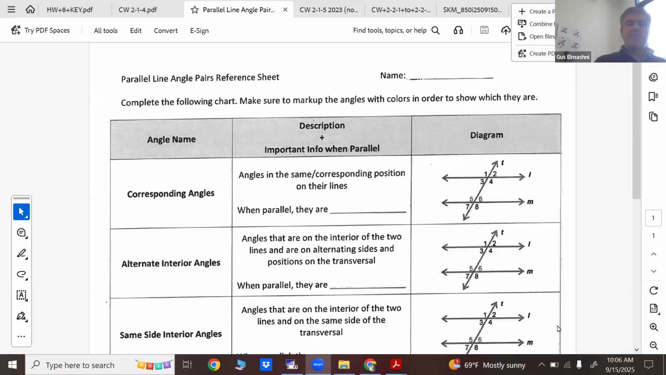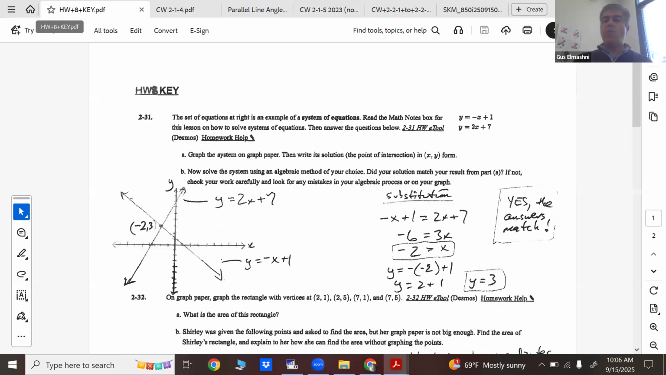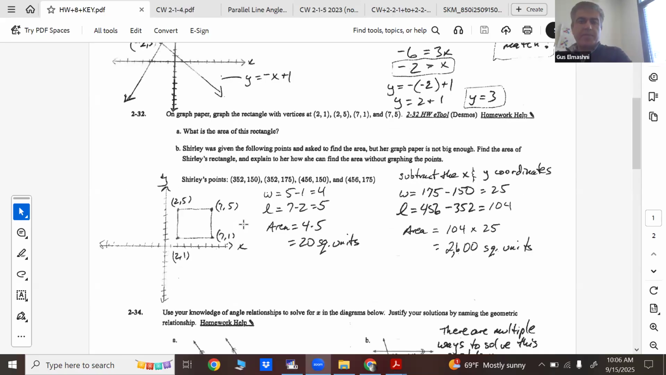Okay, let's get started, guys. Homework. Any questions on the homework at all? Yeah, Reagan, go ahead. 32B, okay, let's talk about it.